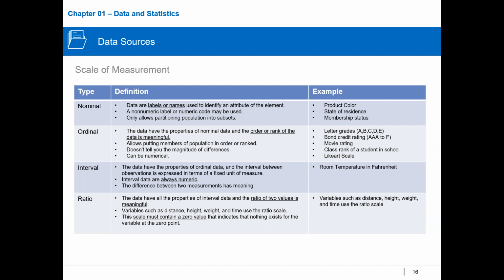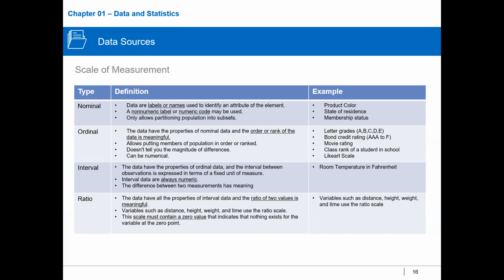Interval, a perfect example. The data has properties of ordinal data, but the interval between each observation is expressed in terms of a fixed unit of measure, okay? Room temperature in Fahrenheit. Miles, your speedometer is another example, okay? That's interval. Your volume on the amplifier, which goes up to 10, for example, all right? Ratio, the easiest one. It's a scale. It starts at zero, must contain zero, as a matter of fact, as a value, okay? And it could be anything: distance, miles traveled, height, weight, balance on hand. It's your ratio.